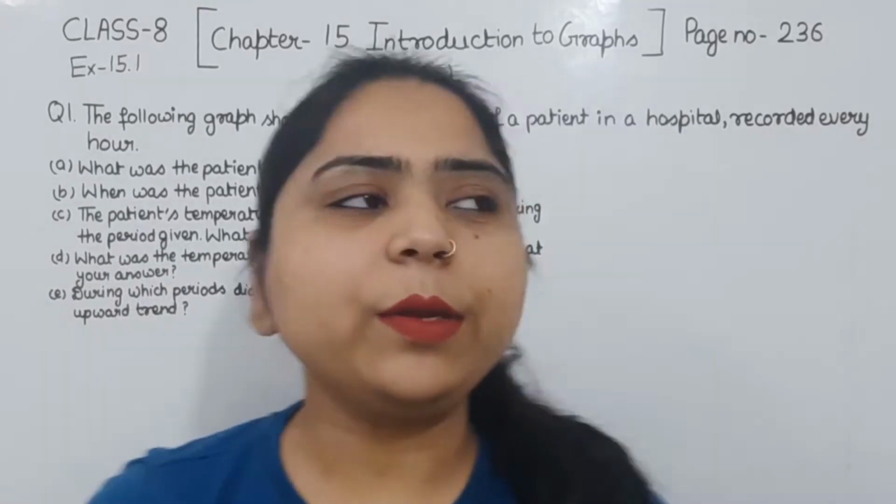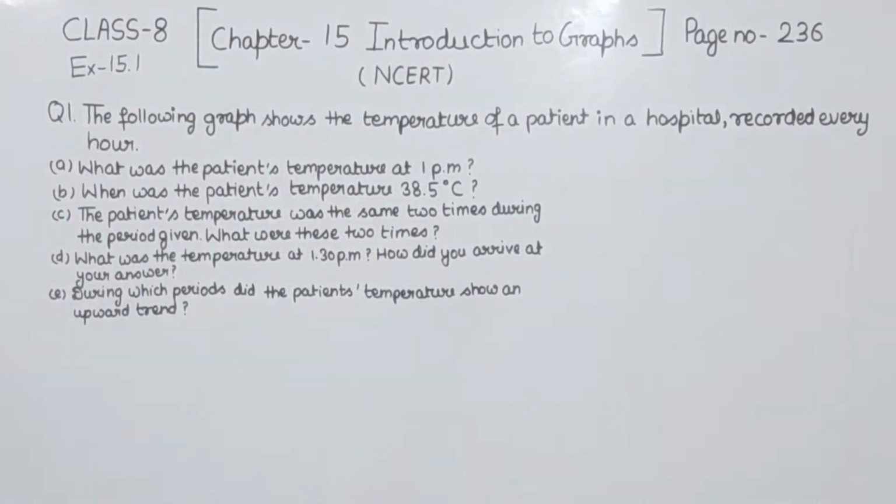Exercise 15.1, page number 236, question number 1. The following graph shows the temperature of a patient in a hospital recorded every hour. So this is the graph we are having here. We have to answer these questions. So going to start with the first one.